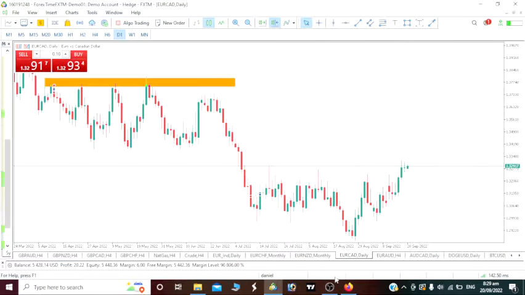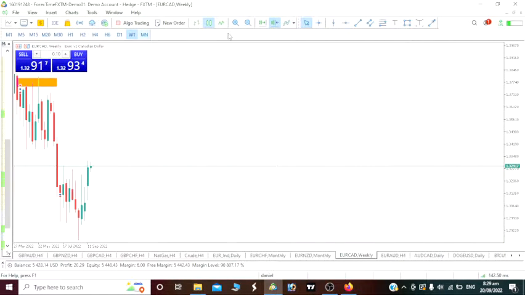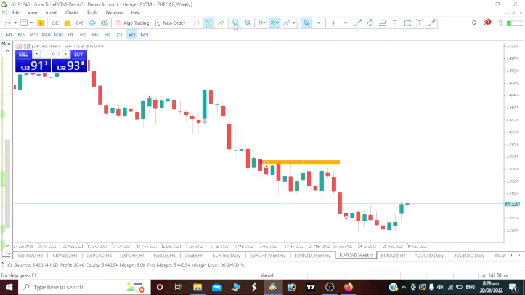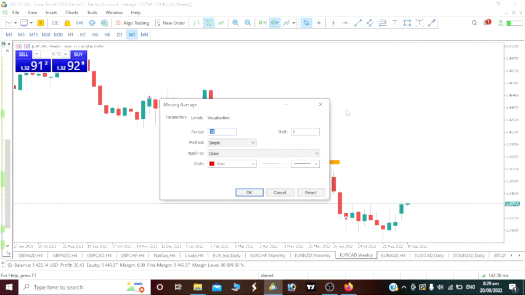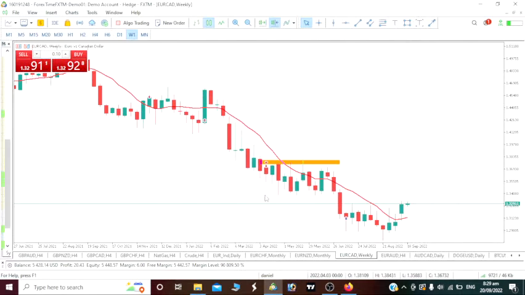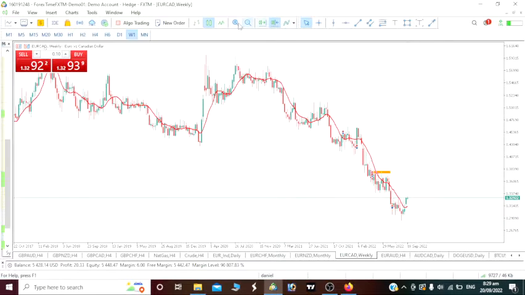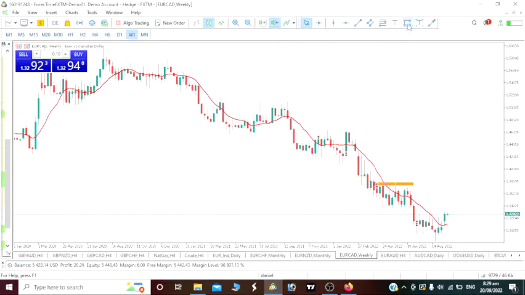Next one we have here is our EURCAD. So to better get this analysis properly, we will start from the weekly time frame. Let's include the 10-period moving average, which is actually to make us understand this movement. So on the weekly aspect of it, we are actually on a bearish move.